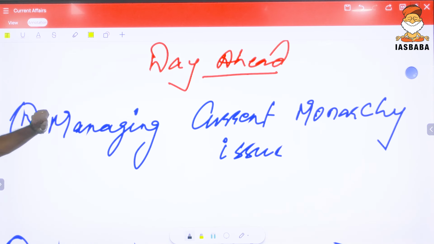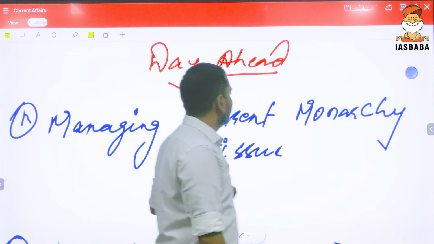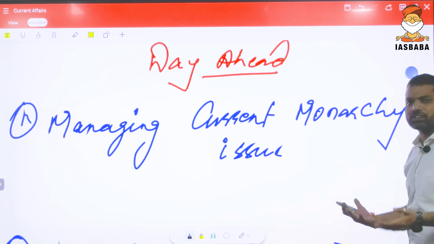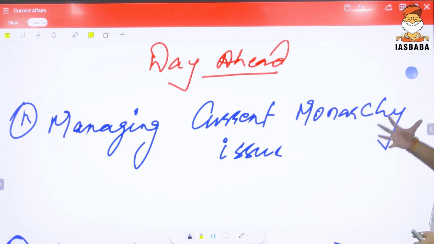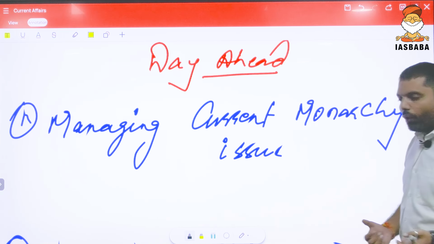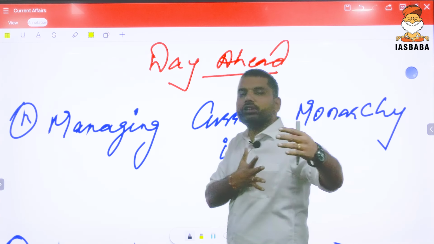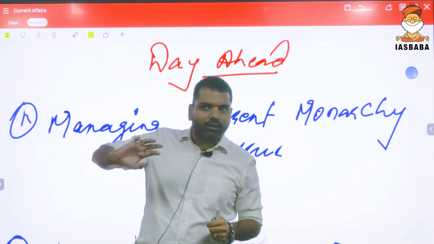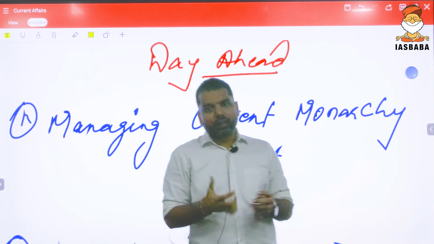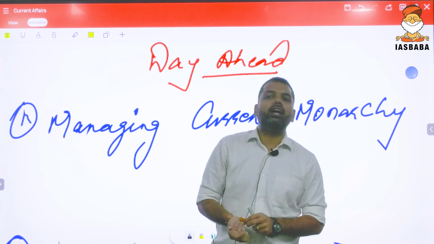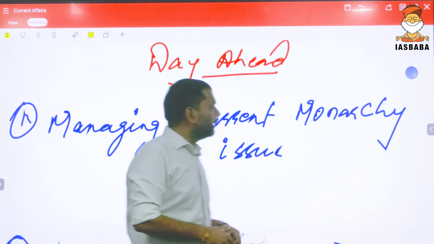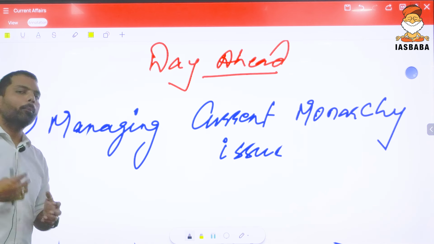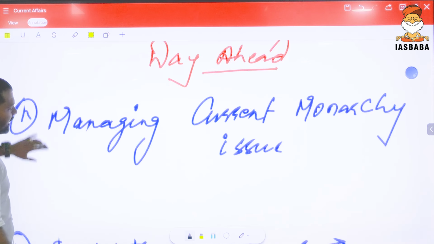Now, what is the next? The next one is the way ahead. Under that, we are seeing what can be done. This is what we are going to see in this section. Managing current monarchy issues. Why are people so keen to bring the monarchy back and be done with this republic, right? So we first need to try to manage the current monarchy issue and try to find a middle path in Nepal. That is one thing.